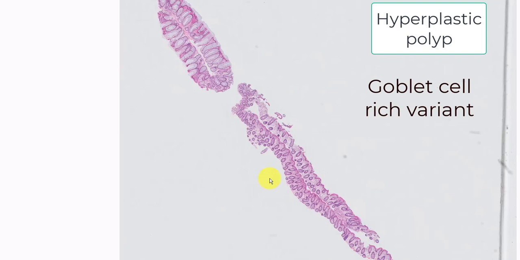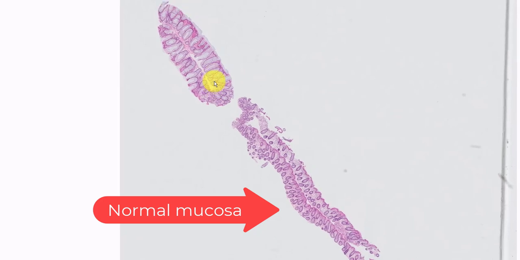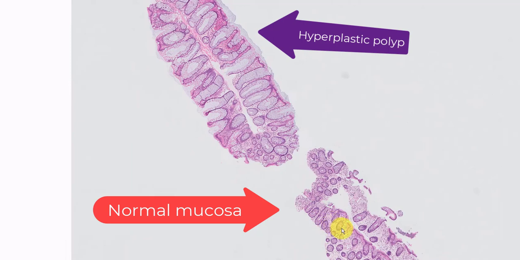So here's a goblet cell rich hyperplastic polyp, and I emphasize this because it is so easy to dismiss this fragment as just normal colonic mucosa, which is why I've chosen a very low power field to show you that this is normal mucosa. Once you compare it to the normal mucosa, it does catch your eye, right? So this does look different from the adjacent normal colonic mucosa.